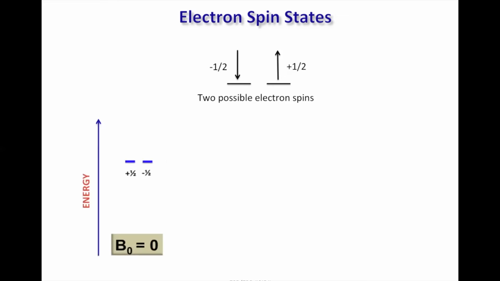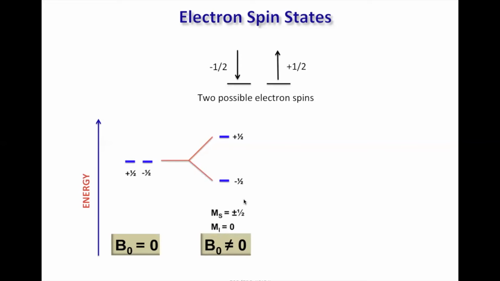So here we can see that in the absence of the magnetic field, that is when B naught is equal to 0, the two spin states of the unpaired electron are degenerate. Now, when an external magnetic field of strength B naught is introduced, the spin states will no longer remain degenerate and will be split up into two energy states.